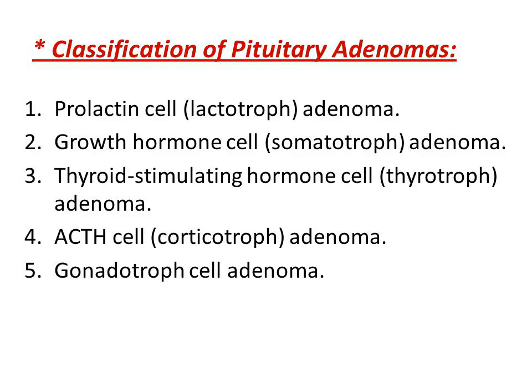Classification of pituitary adenomas. Prolactin cell, lactotroph, adenoma. Growth hormone cell, somatotroph, adenoma. Thyroid-stimulating hormone cell, thyrotroph, adenoma. ACTH cell, corticotroph, adenoma. Gonadotroph cell adenoma.